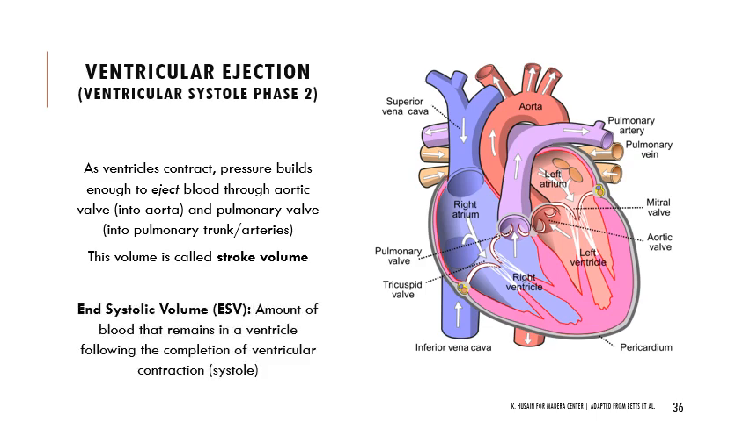One calculation that we take into account here is the end systolic volume. Remember we had end diastolic volume, now we have end systolic volume. This is the amount of blood that remains in the ventricle following the completion of systole. So after it's contracted, there's still some blood left in the ventricle. That's the ESV, the end systolic volume. We'll come back to that when we talk about stroke volume and effects on cardiac output.